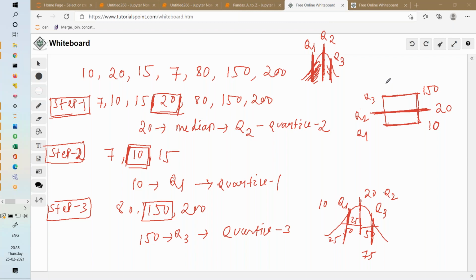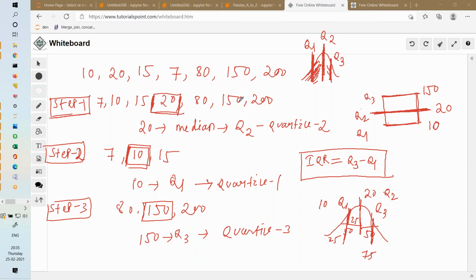Now the question is how I will identify outliers. So I will set a threshold. I will find out the IQR. IQR is the interquartile range, and this is nothing but Q3 minus Q1. That is my interquartile range. So what is my interquartile range in this case?